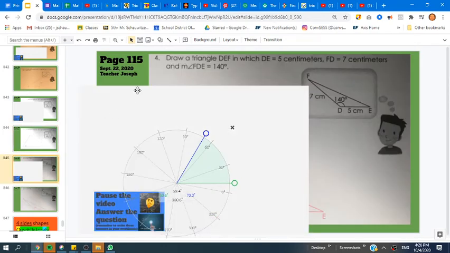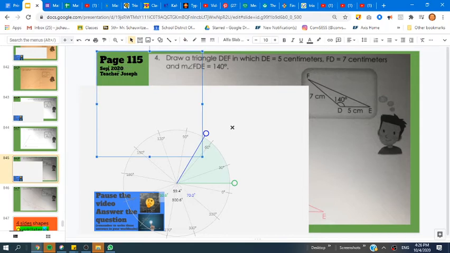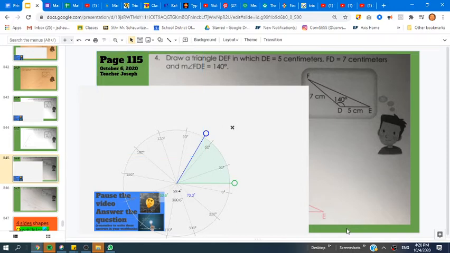Okay, on page 115, you're going to do this next problem on your own. So what we're going to do, boys and girls, is you're going to pause the video, read the directions, and try this on your own.